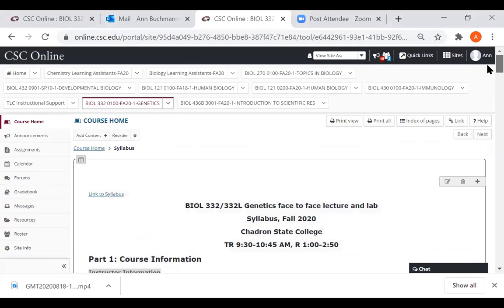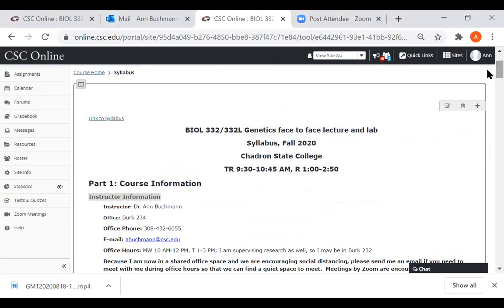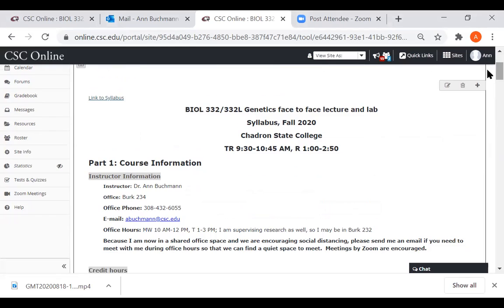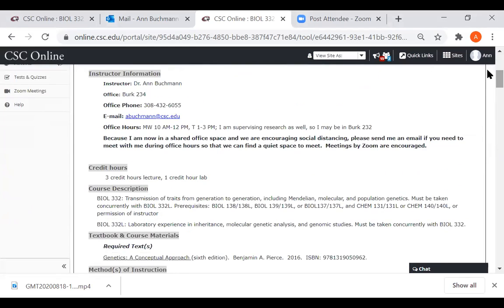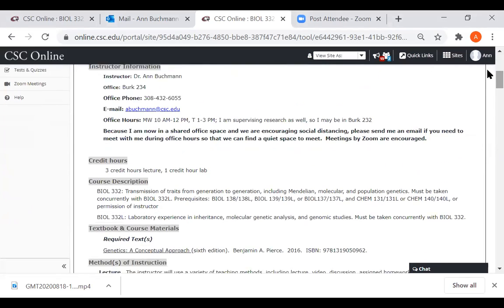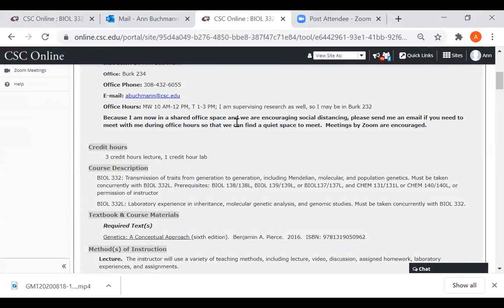So genetics, we have both a face-to-face lab and lecture, and we also have one online student. So we're going to be working with both types of things. I have office hours listed here. Realize that you can always contact me by email. I can always arrange Zoom meetings if you would like a Zoom meeting. And I'm always available to answer questions.